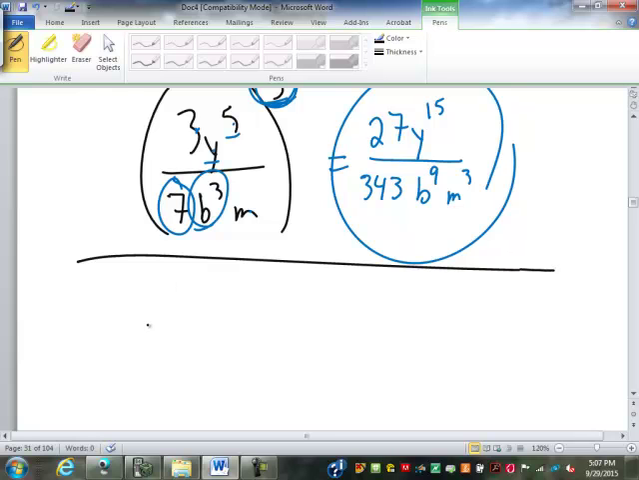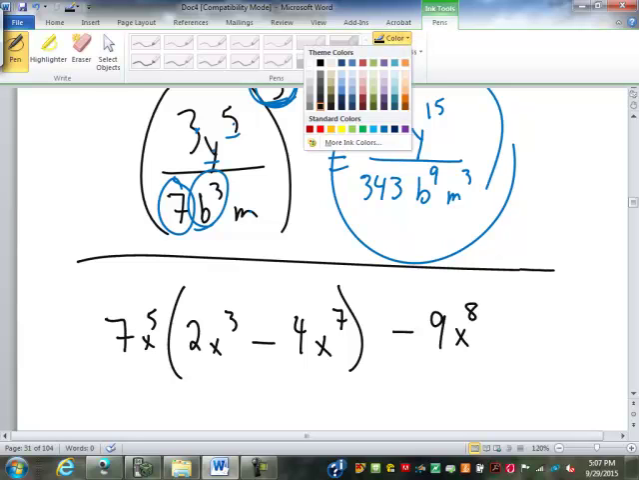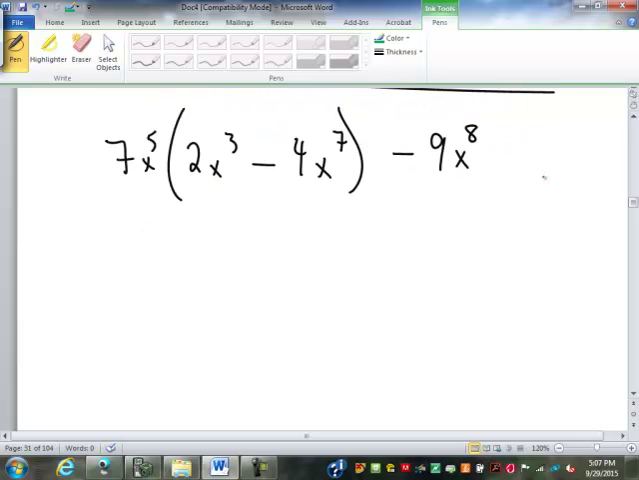Let's see. You might have to find something like this. You may be asked to simplify.